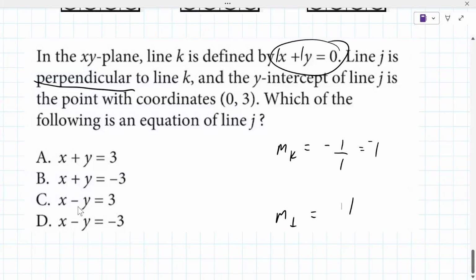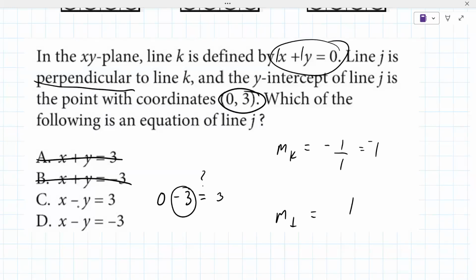And then it's which one contains the ordered pair 0, 3. The problem with C is that when you write 0 minus 3, that equals, and that's supposed to equal 3. This negative goes with it. This ordered pair has to work in the answer. Why would it be 0 minus 3? Because you're putting 0 in for X and 3 in for Y in here. Oh, okay. So this does not work, unfortunately.